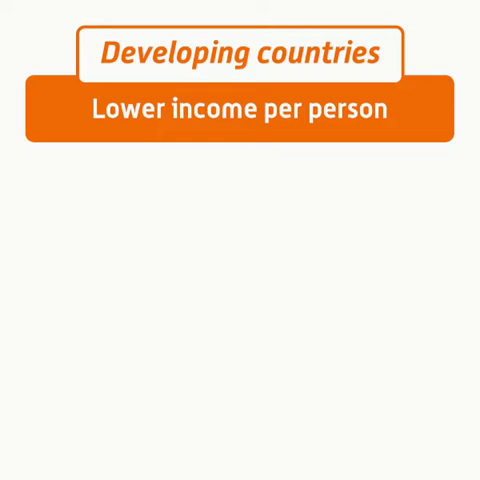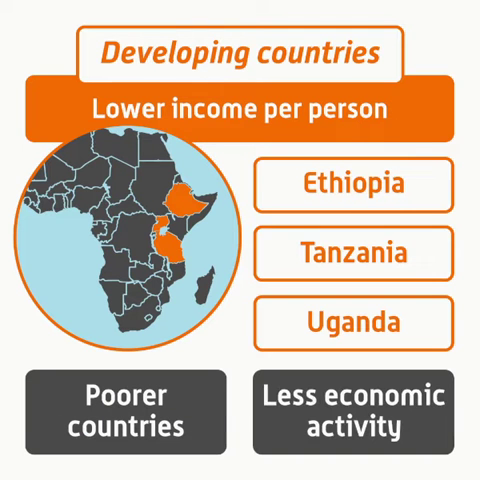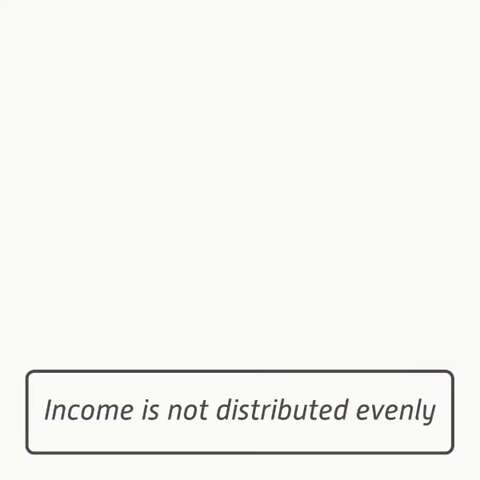Developed countries usually have a good level of economic activity. Developing countries have a lower income per person. Ethiopia, Tanzania, and Uganda are examples of developing countries. These are the poorer countries and there is less economic activity. Remember we said that income is not distributed evenly.